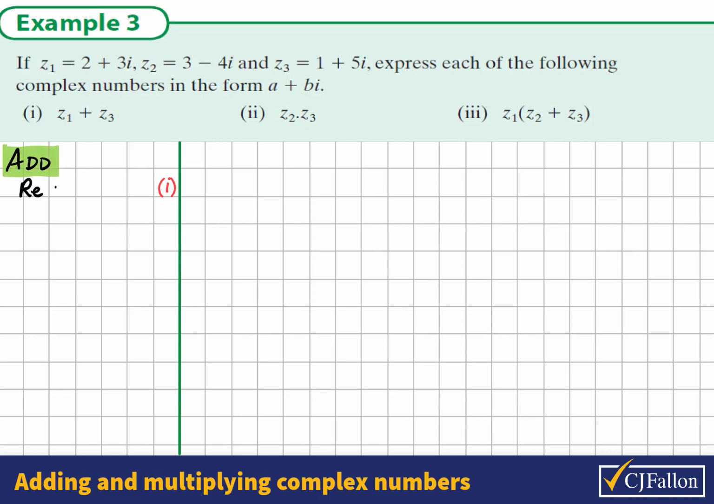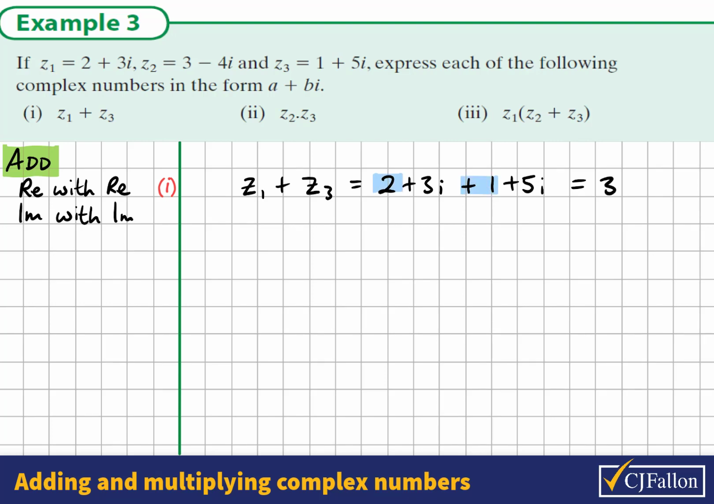When we add complex numbers, what we need to know is we add the real parts with the real parts and the imaginary parts with the imaginary parts. So in this example, Z1 is 2 plus 3i and Z3 is 1 plus 5i. Looking at the real parts, we have 2 plus 1 is 3 and the imaginary parts 3i and 5i is 8i. So the answer is 3 plus 8i.